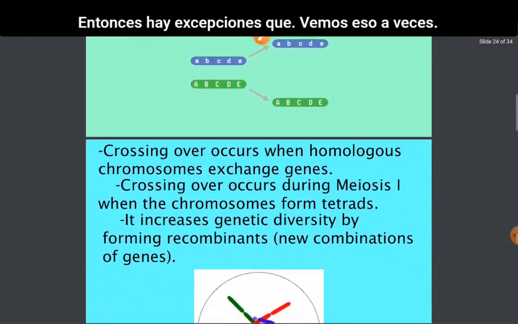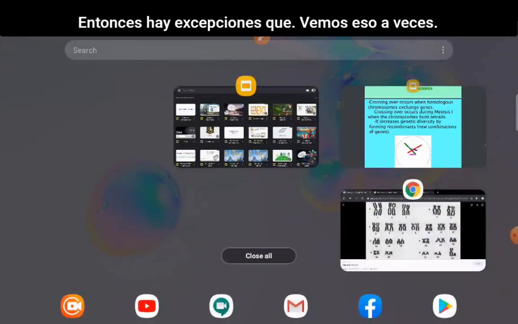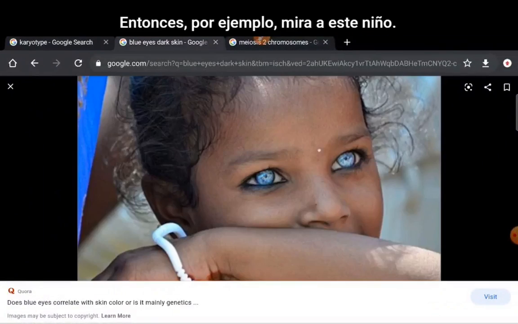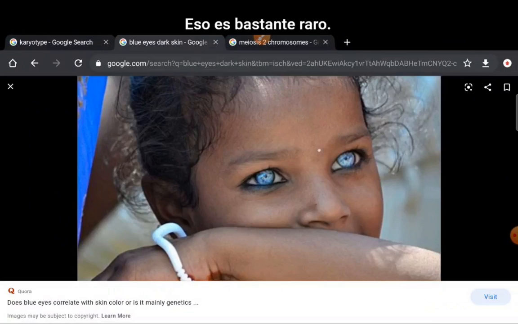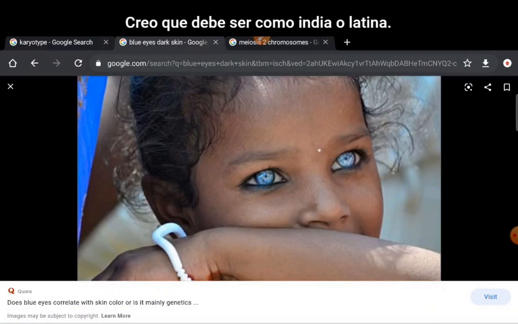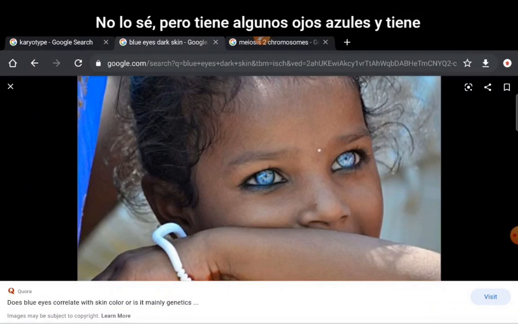So there are exceptions, though. We do see that sometimes. So, for example, look at this kid. That's pretty rare. She's got a dark complexion. I think she must be like Indian or Latina. I don't know. But she's got some blue eyes and she's got a dark complexion. That does happen, although very rare.